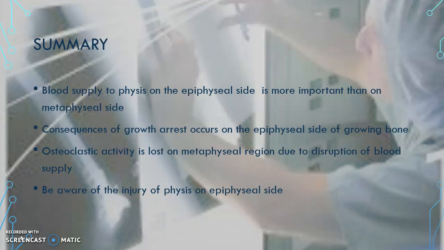On the metaphyseal side there is osteoclastic activity going on. If there is disruption of the blood supply, this osteoclastic activity is lost and there is more cartilage, cell death, more calcification, and asymmetrical growth. So you should be aware of injury to the epiphysis or epiphyseal side.